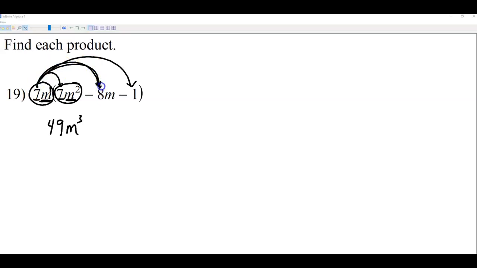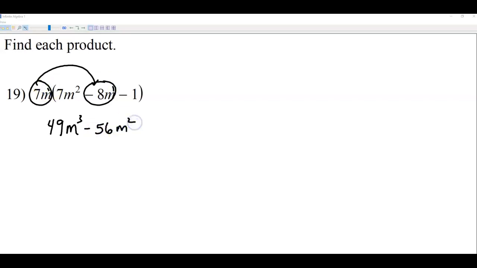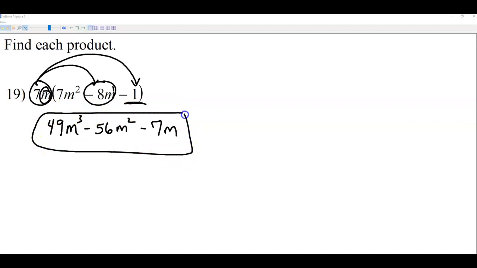Let's do the 8 now. I want to multiply 7m times 8m. Well, 7 times negative 8 is negative 56, and m to the first times m to the first would be m to the second because you add the exponents. And then finally we have negative 7 times negative 1 is negative 7, and the m is going to stay the same because this one doesn't have any m's to multiply with it. And there we have it.